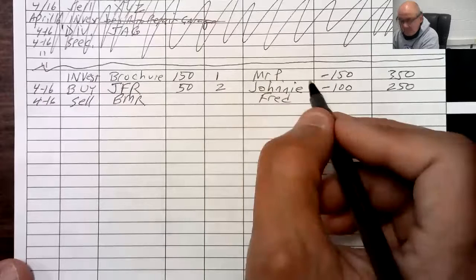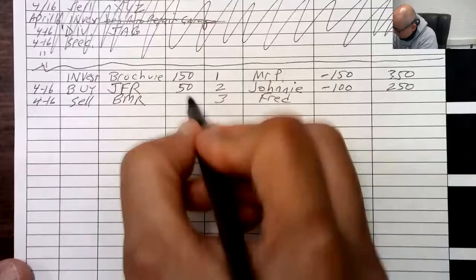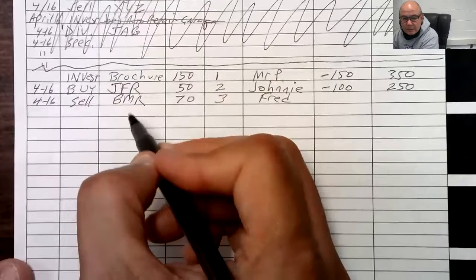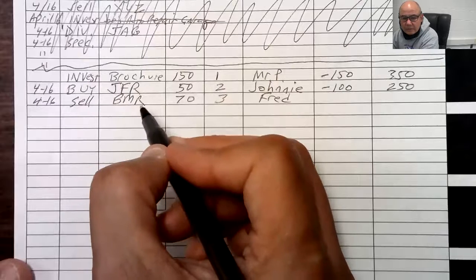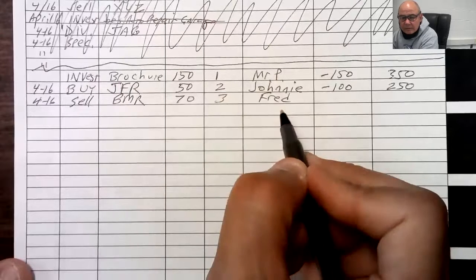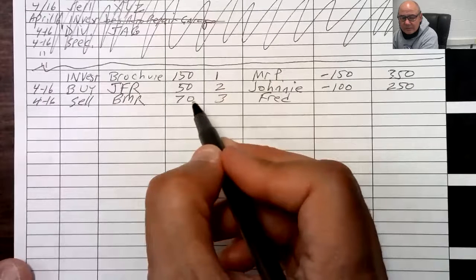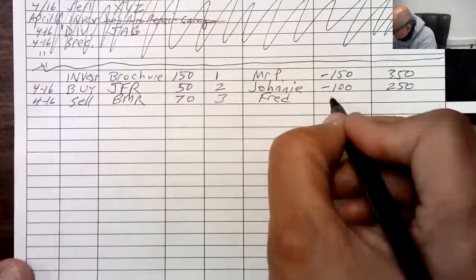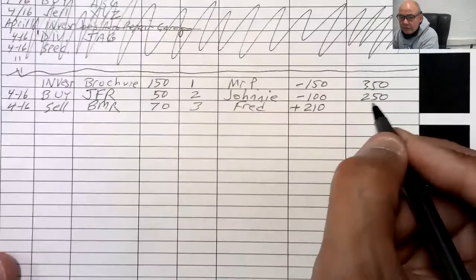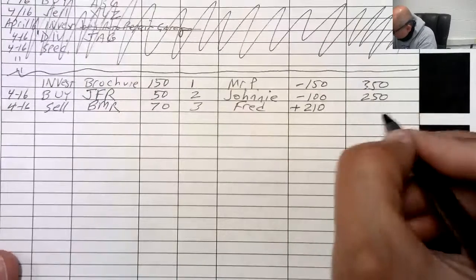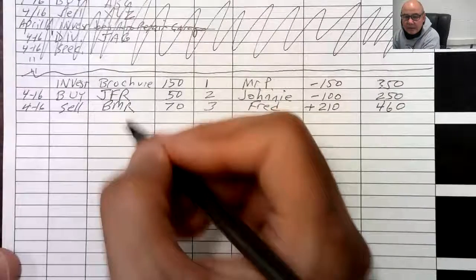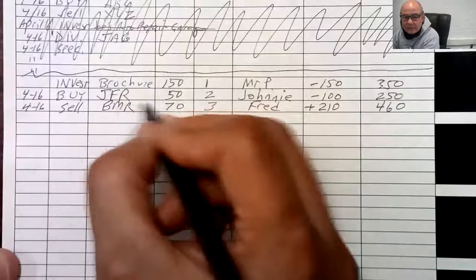I'm going to sell Fred 3 shares for $70 each. I'm going to sell 3 of my Bill's Mexican Restaurant shares, $70 each, 3 of them to Fred. 70 times 3 is 210. But in this case, it's going to be a plus 210. So I'm going to add 210 to 250, and my running total is going to be 460. Okay, so that's how you do a buy of stock. That's how you do a sell of stock.